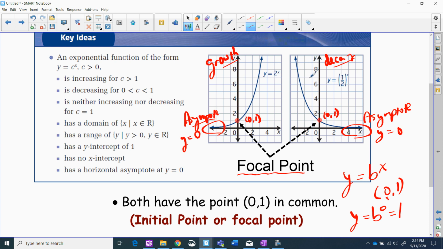We'll do the transformations of these functions in the same manner. So I mentioned already, that means they wouldn't cross the x-axis, so there's no x-intercept in this case. And the horizontal asymptote, that's the line you're getting closer and closer to, was y equals 0. So I showed you here the only real point that these shared was (0, 1), and it had a special name called the focal point.